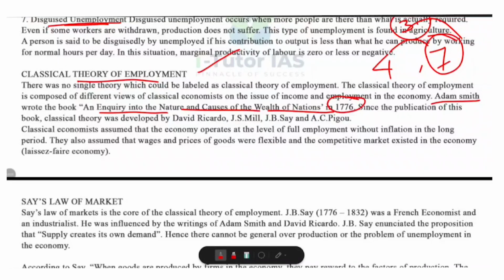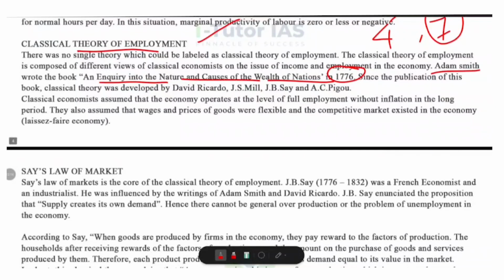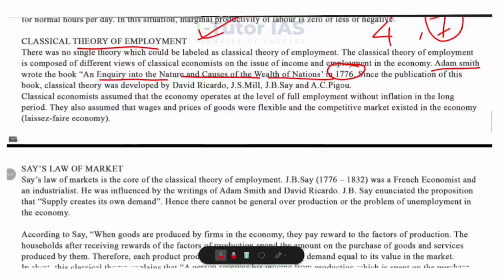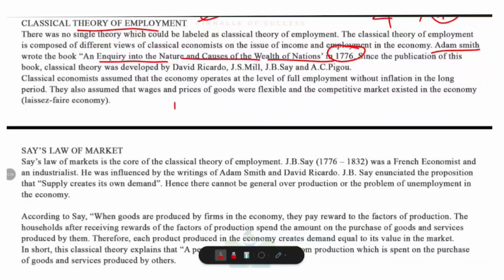After him, economists like David Ricardo, J.S. Mill, J.B. Say and A.C. Pigou developed these ideas further. And the main assumptions, economics is all about assumptions, right? So the main assumptions of the classical theory of employment are: the classical economists believe that the economy always operates at a level of full employment in the long run. We have already told about the definition of full employment. So the classical economists believe that the economy always operates at a level of full employment in the long run, not in the short run. Long run means a long period of time, year after year.